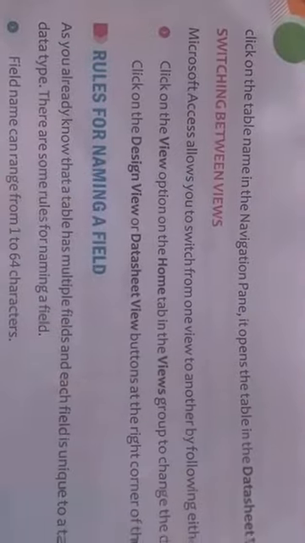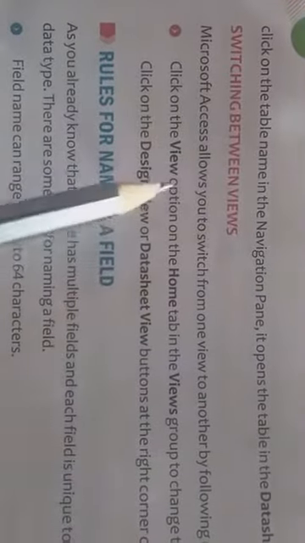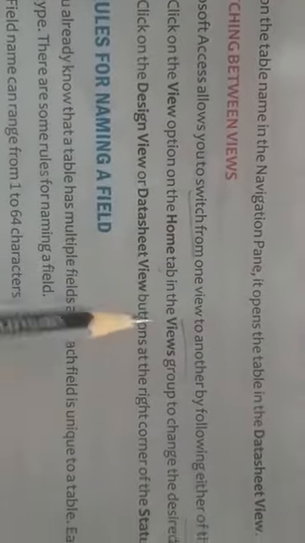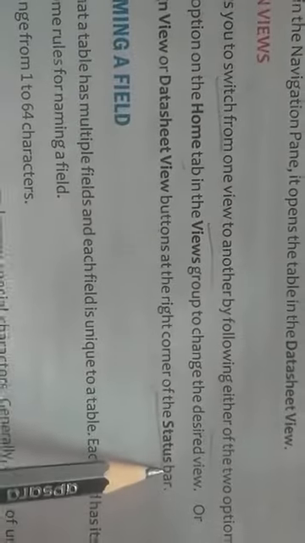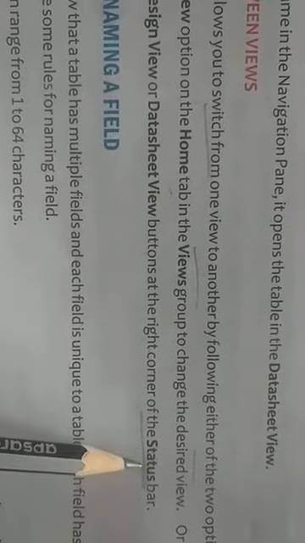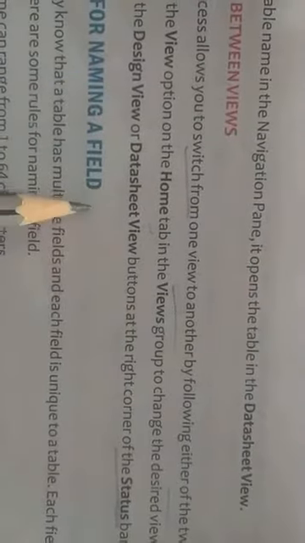So the next topic is switching between views. You know very well there are two types of views, design view and datasheet view. So now the question arises, how can the user switch between these views? Microsoft Access allows you to switch, means move करना है आपने, from one view to another by following either of the two options. The user can click on the view option on the home tab, and the other way is to click on the design view or datasheet view button at the right corner of the status bar. Yes, at the right corner of the status bar it is available downside. From there you can choose any one of the views.